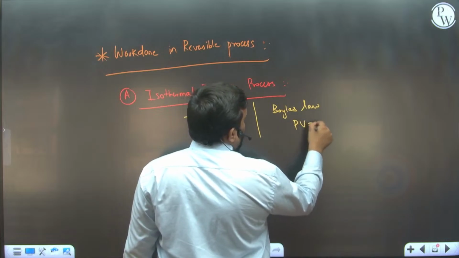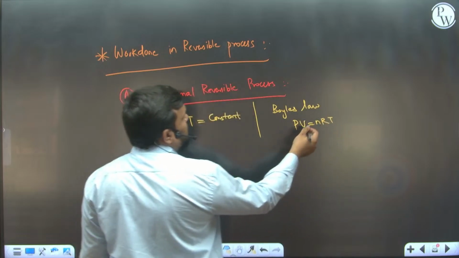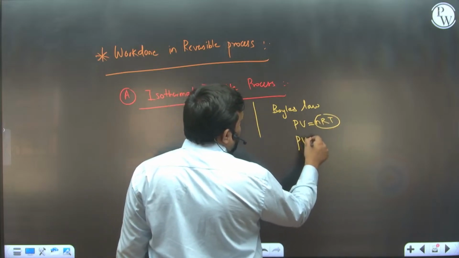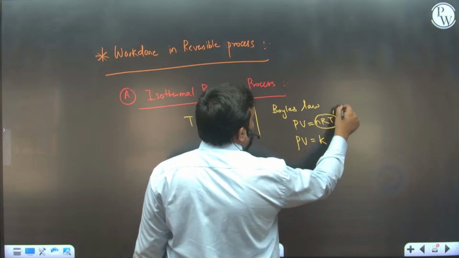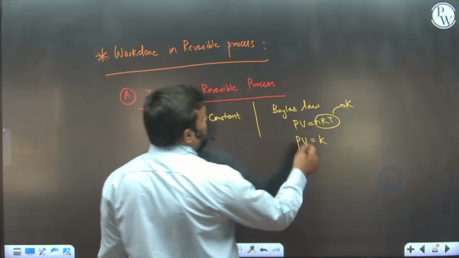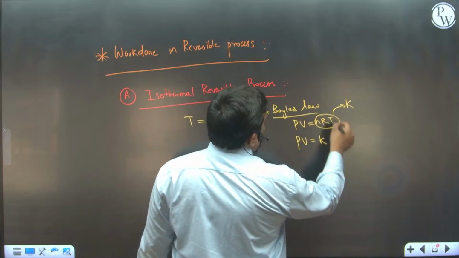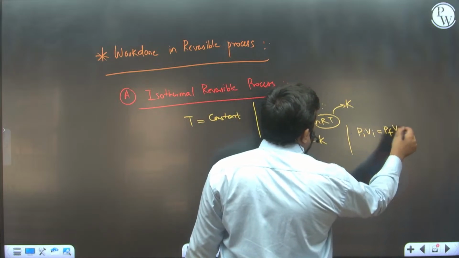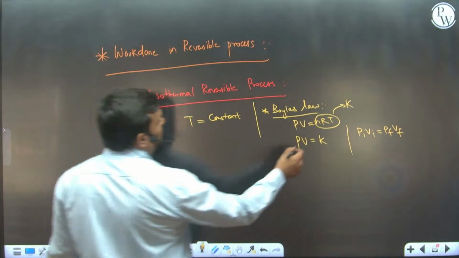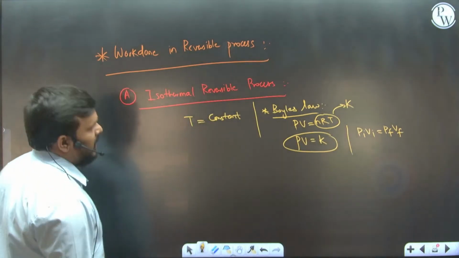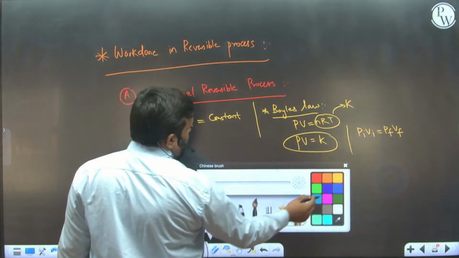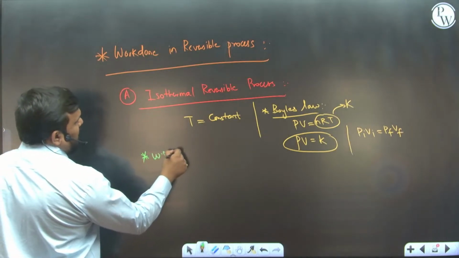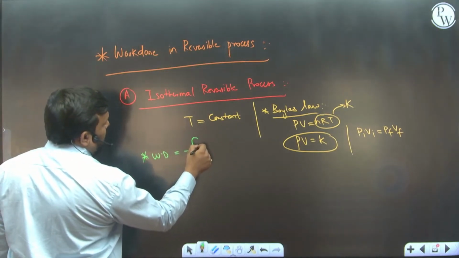PV is equal to nRT. You can see moles are constant, R is universal gas constant, and temperature is constant. So nRT is constant, PV is equal to K. This nRT is equal to a constant K. So PV is equal to K. This is nothing but Boyle's law, where we say P initial V initial is equal to P final V final. So we are having PV is equal to K, K is a constant equal to nRT. I already told you, work done derivation will always start from the formula minus integral P dV.